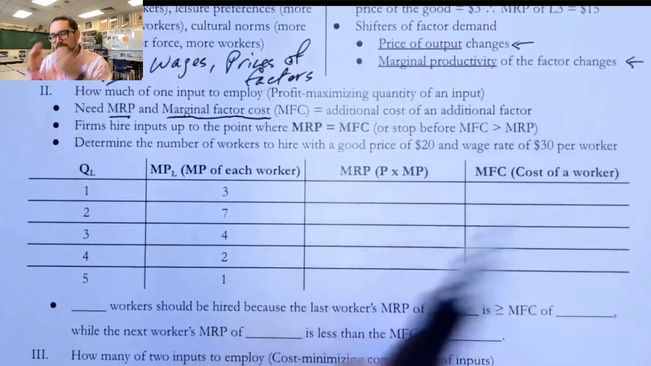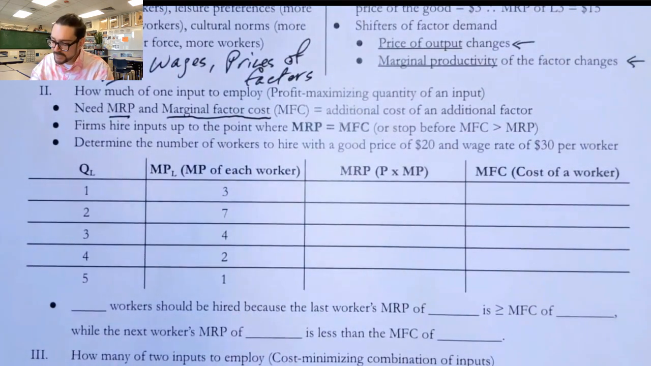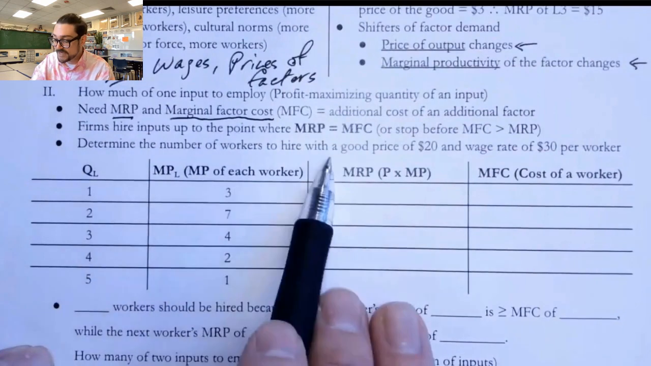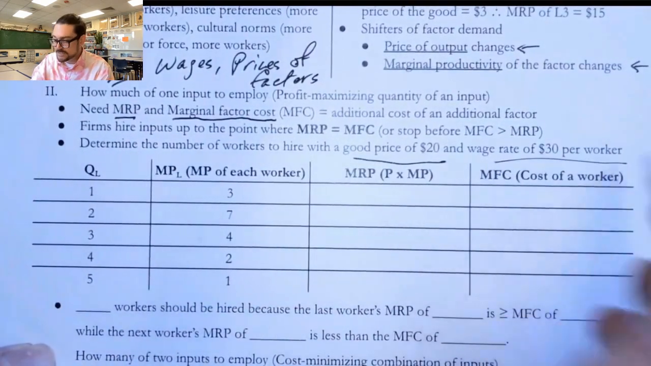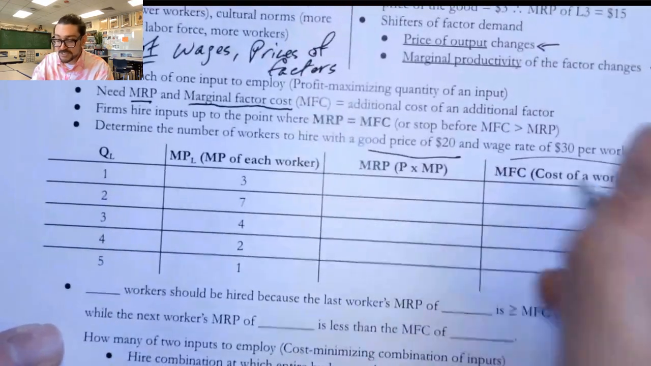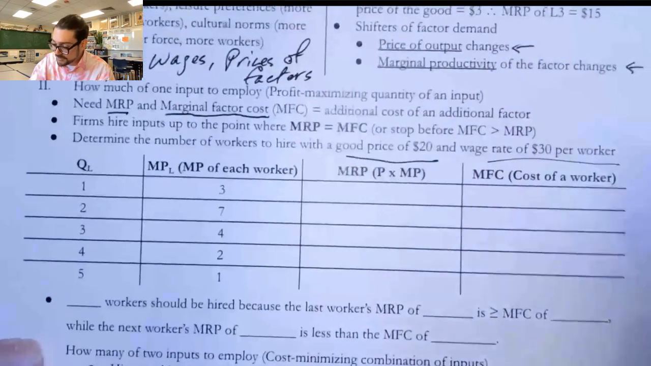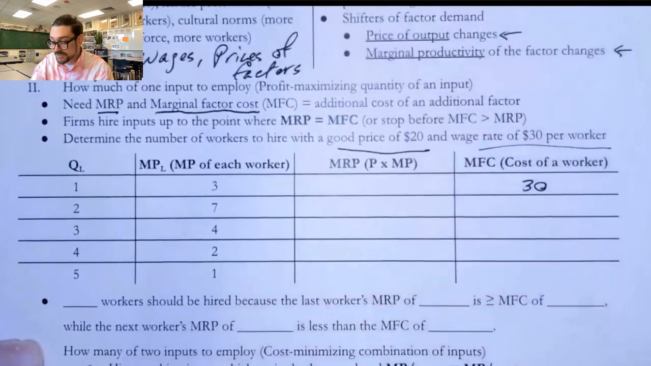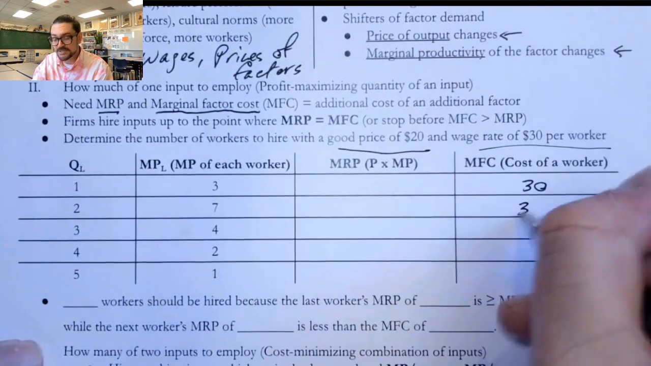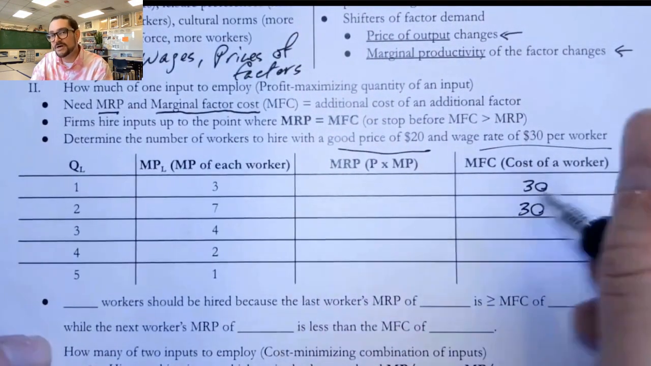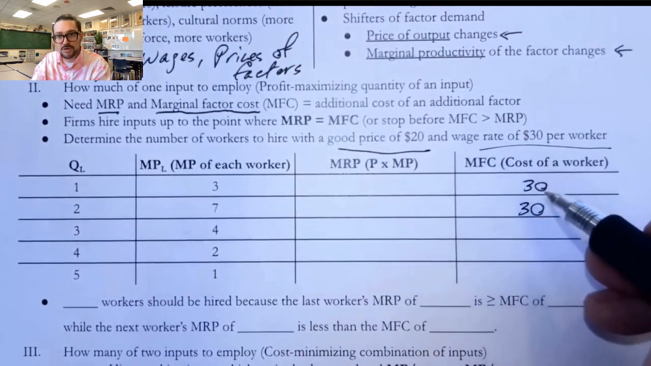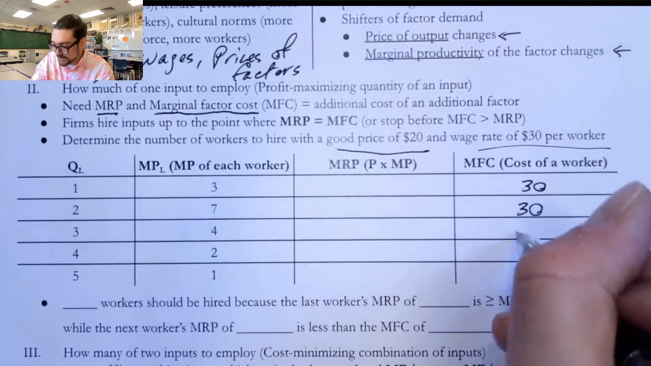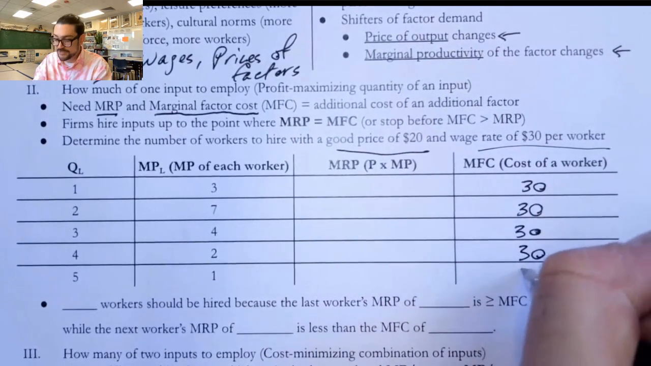Once we fill out the table, it might make a little more sense what we mean by those. So determine the number of workers to hire with an output price of $20 and a wage rate of 30. The easy column is going to be the marginal factor cost. The first worker costs us 30. The second worker, the marginal factor cost is 30. It's not the total factor cost, that would be the total amount we spent. It's the marginal cost of a worker, which is 30. So 30, 30, 30. Every worker costs the company $30.